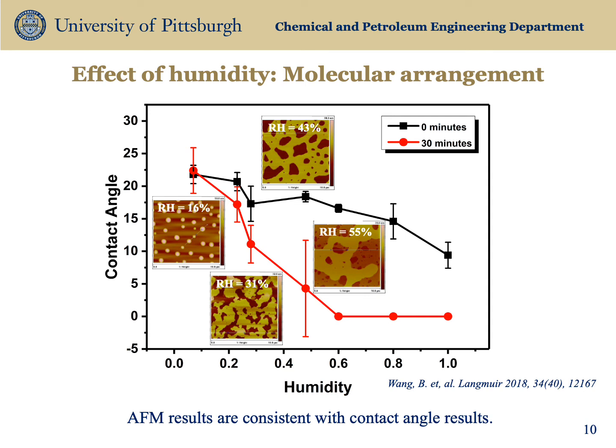As summarized in this plot, the molecular arrangement of ionic liquids on mica is in line with the microscale contact angle results. In both cases, when relative humidity is lower, ionic liquid has low wettability. When relative humidity is higher, ionic liquid completely wets the mica surface instead.